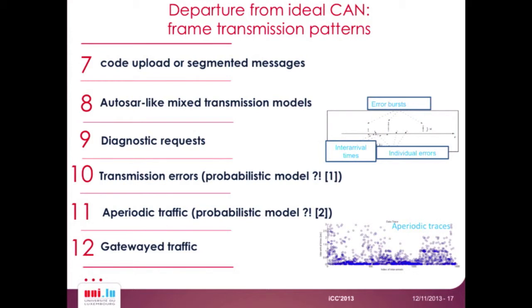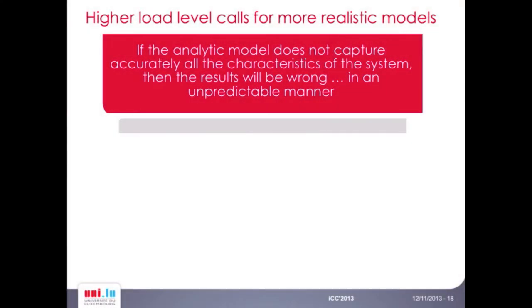Gateway traffic also raises issues because the latencies on one network become jitter on the second network, so the transmission patterns are not the same anymore, and so on and so forth. So for all those reasons, transmission patterns may not be perfectly captured by analytic models. Okay? Well, now, if the analytic model does not capture all the characteristics of the system, then the result will be wrong, okay?